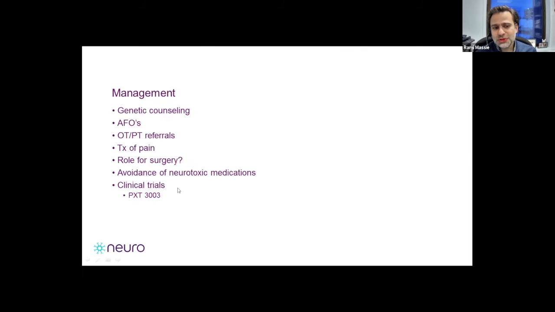And I haven't been able to have a clinical trial here since I started, but we are starting one soon with a compound called PXT 3003 for CMT1A. So if you have patients you want to refer to us, we'd be happy to see them for that. I think patients are happy that we're doing research on them, even if it doesn't lead to treatment.